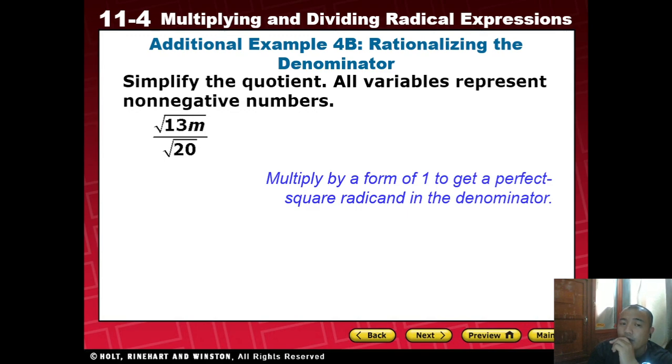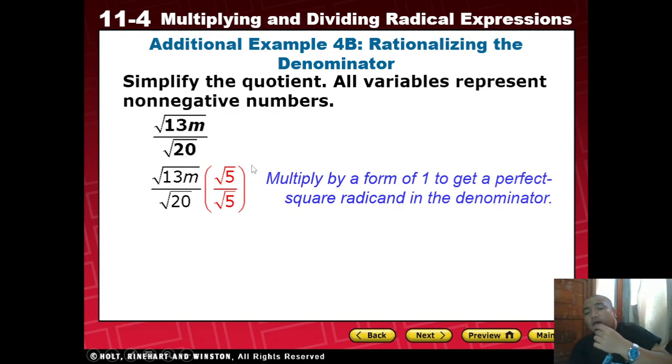I think square root of 5, which we multiply to make it 100. Why 5? Think of a number to be multiplied to 20 so that when you multiply 20 by that number, it will be a perfect square radicand. Can it be 4? 20 times 4 is 80. 80 is not a perfect square. How about 5? 20 times 5 is 100. 100 is a perfect square, so it works. So we multiply by square root of 5 over square root of 5.